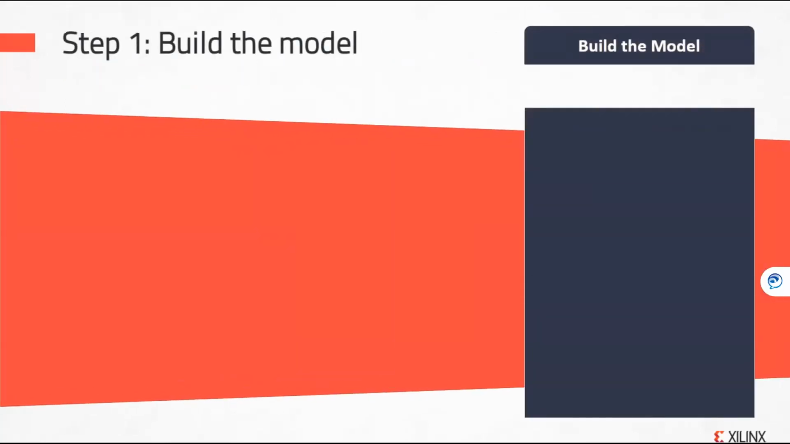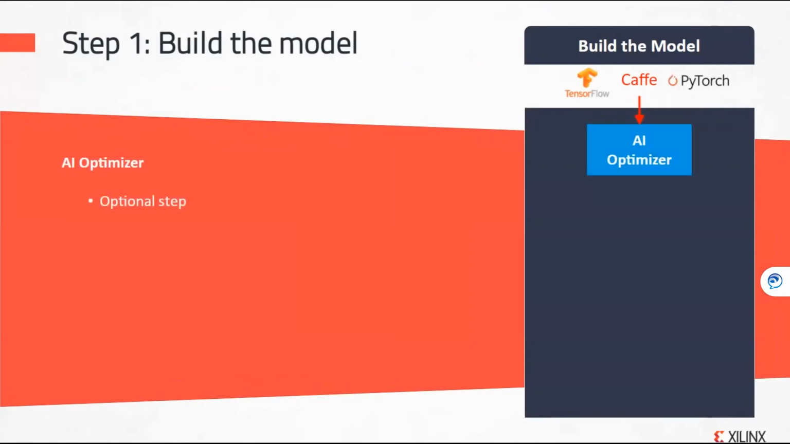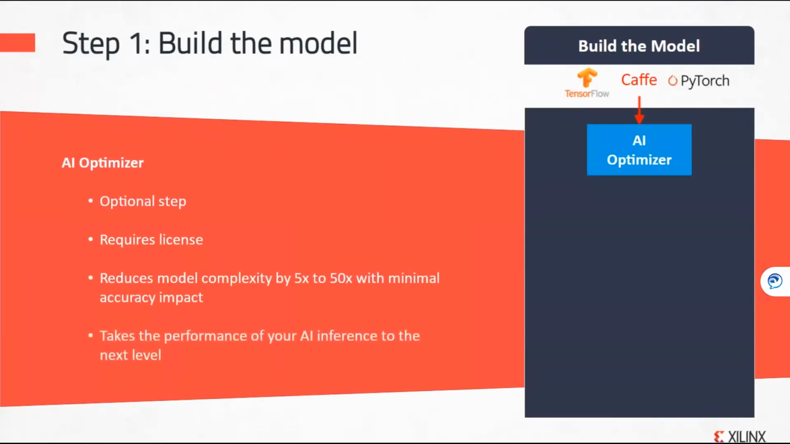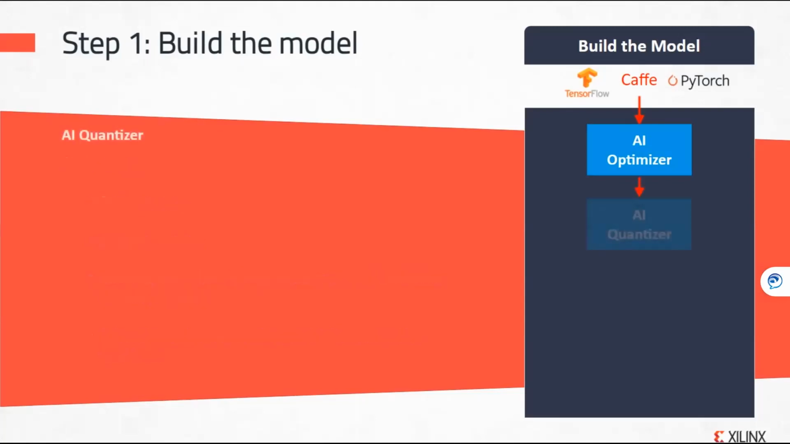Building the model is a three-step process. First, the trained model from frameworks such as TensorFlow, Caffe, and PyTorch will be given as an input to the AI optimizer. This step, though, is an optional one. The AI optimizer requires a license. With this model compression technology, you can reduce model complexity by 5x to 50x with minimal accuracy impact. Deep compression takes the performance of your AI inference to the next level.